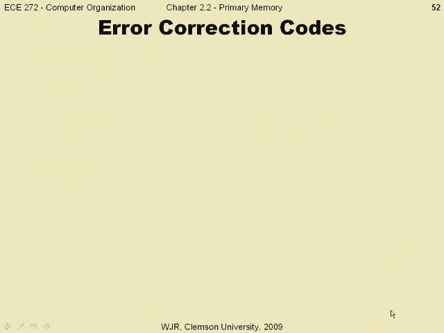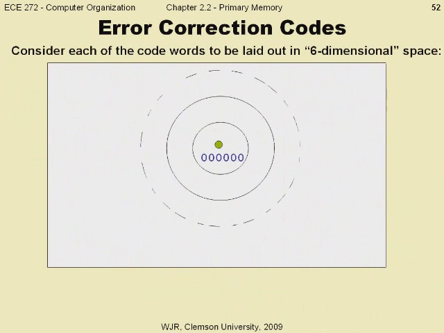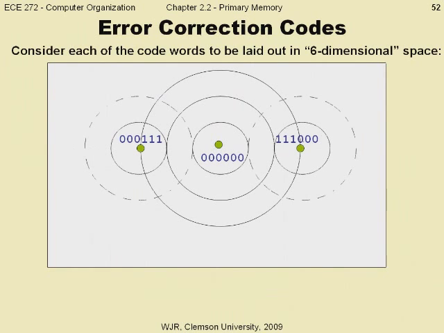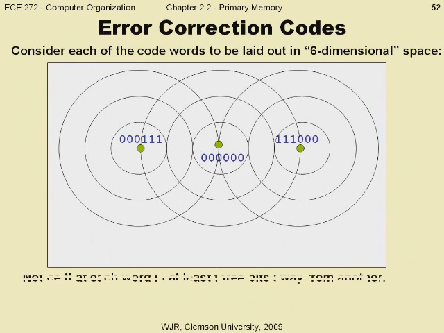To understand just how error correction works, consider these 4 code words being plotted in a 6-dimensional space, which of course is pretty hard to draw on a 2-dimensional slide. And notice here that I've drawn these code words such that they are all at least a distance 3 away from each other. And by distance, I mean the number of bits that must be changed in order to make one code word another.